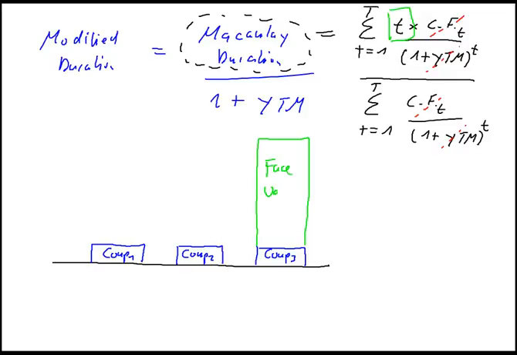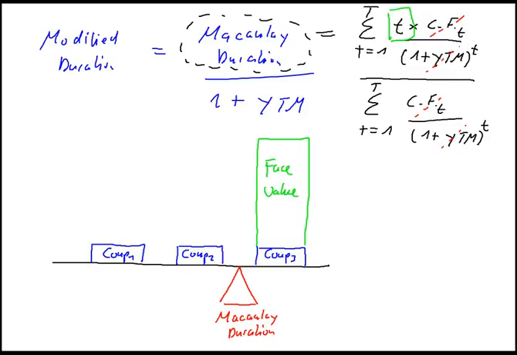Now the Macaulay duration can be visualized as follows. The Macaulay duration is the average time it takes to receive the cash flows out of a bond investment. That can be visualized as the point where we can balance out this cash flow pattern. At this point where we can balance out the cash flow pattern of a fixed income security, we have the Macaulay duration.